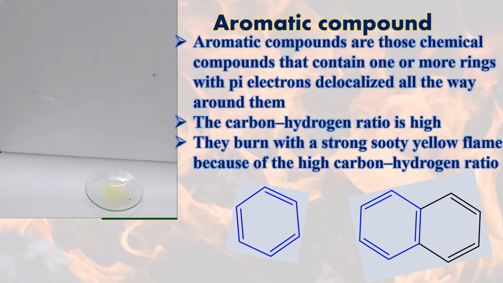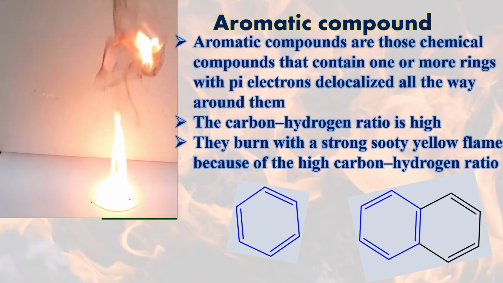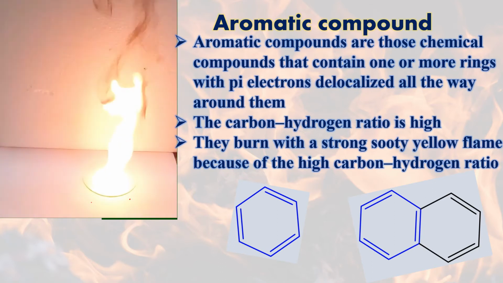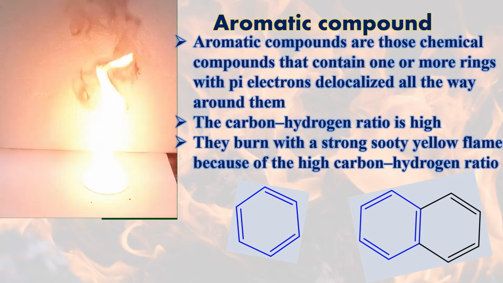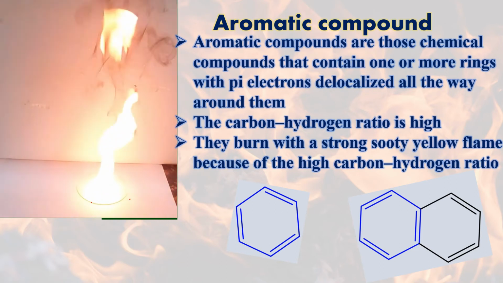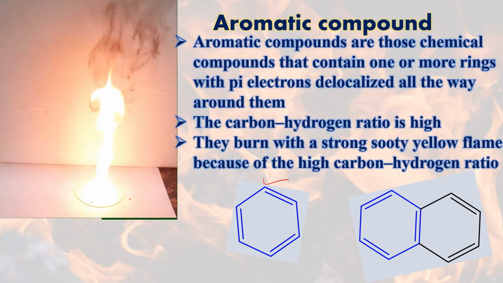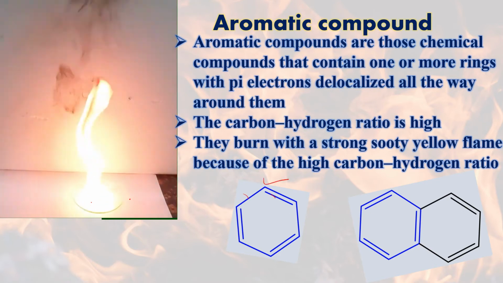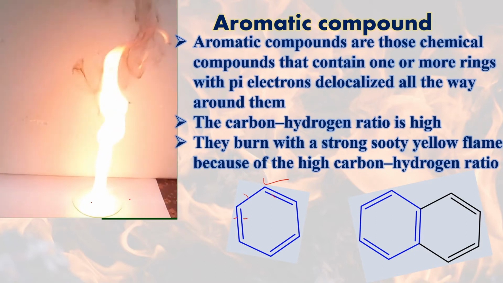Then what is an aromatic compound? Aromatic compounds are cyclic compounds which contain alternate double bonds and single bonds. That means they contain pi electrons delocalized all the way around them. So we see the example here in the case of benzene. You can see these are the double bonds and single bonds. These double bonds contain one sigma bond and one pi bond.